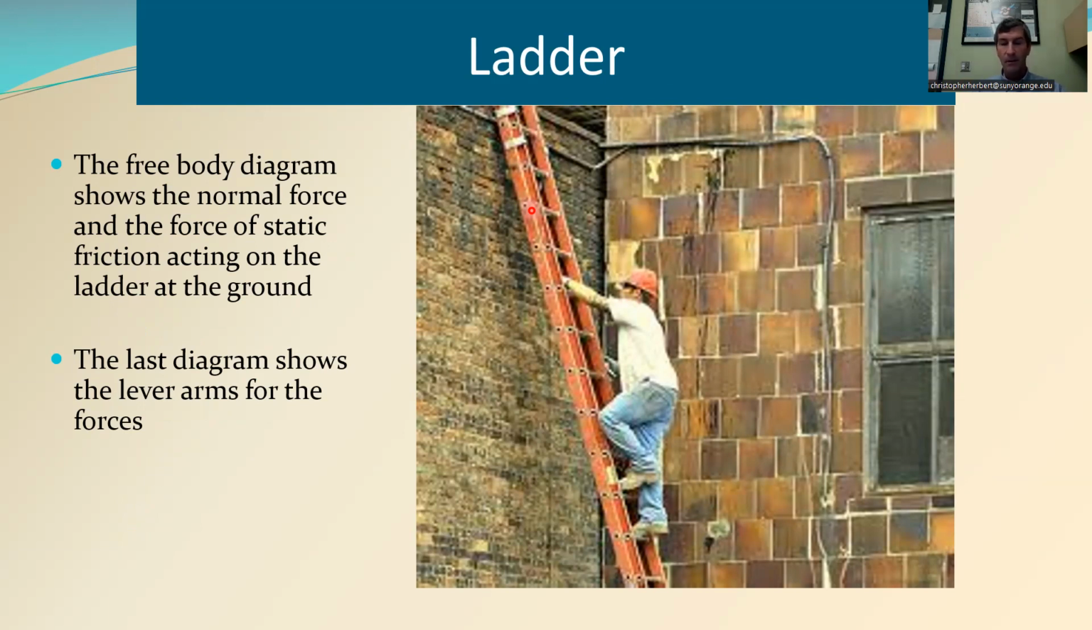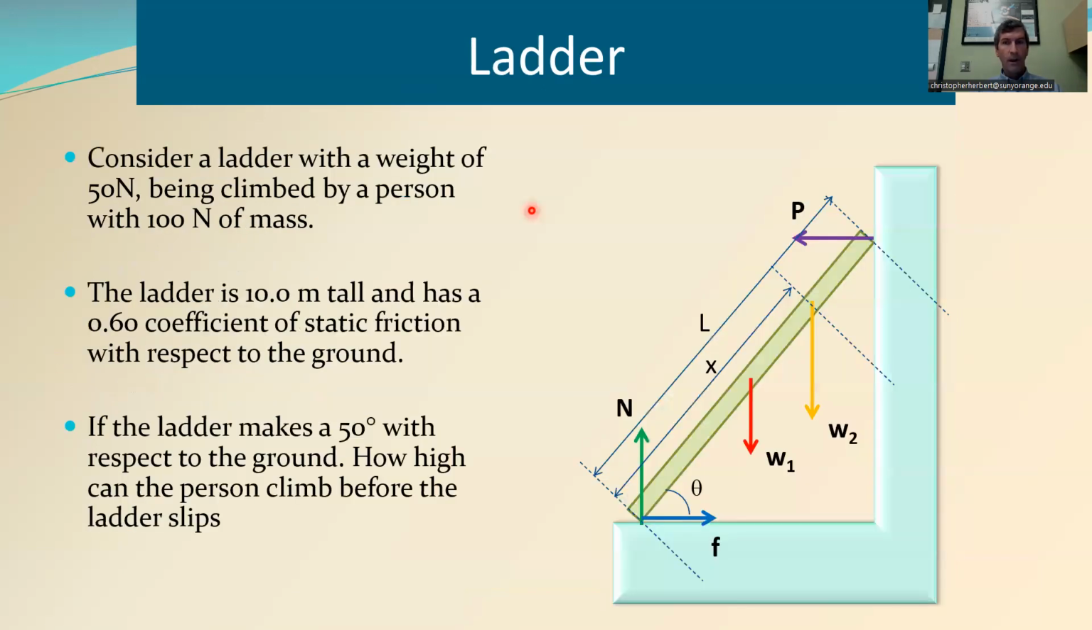Here's another change to the problem. Rather than just calculating straight out forces, we are going to look at a ladder with a weight of 50 newtons. It's going to be climbed by a person of 100 newtons. That's a really small person. People don't weigh that much. Probably should have used a much bigger weight there. But in any case, let's do this.